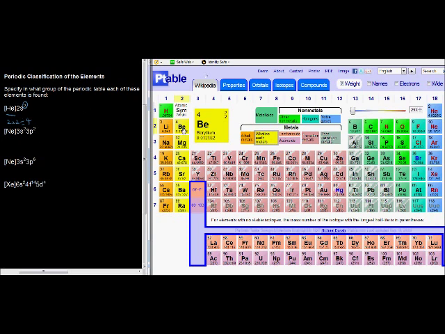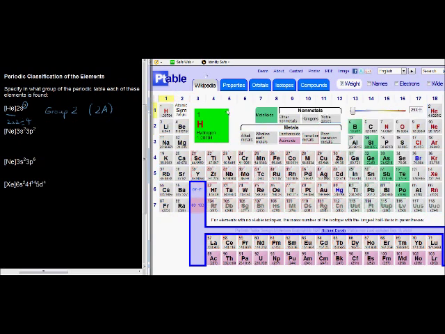So beryllium is in group 2. So we could say that this is in group 2. Now that's more of the contemporary numbering, this 1 through 18. Some of the older or traditional numbering would be group 2A. So just for your reference, I'm sure you can still find periodic tables that have this 1A, 2A, and so on numbering of the groups.